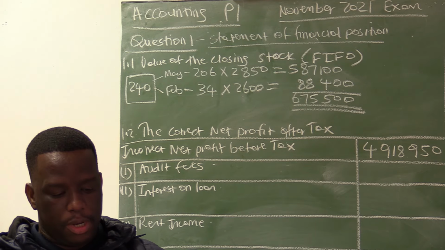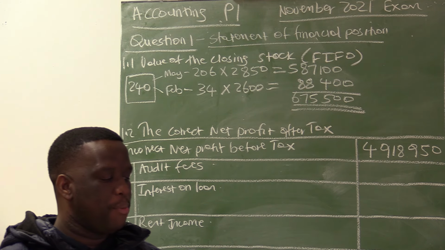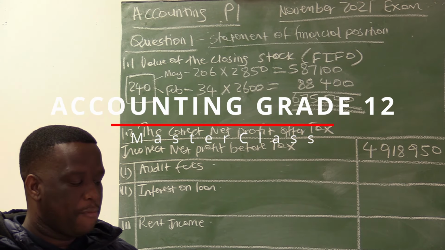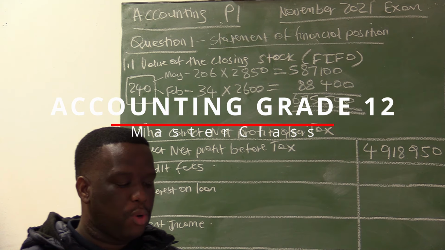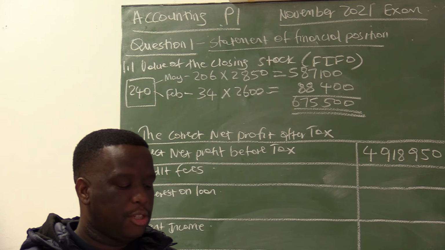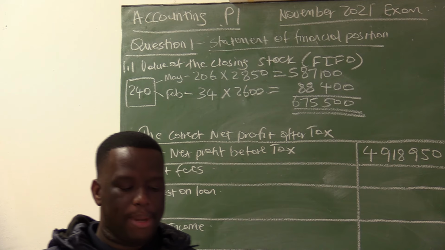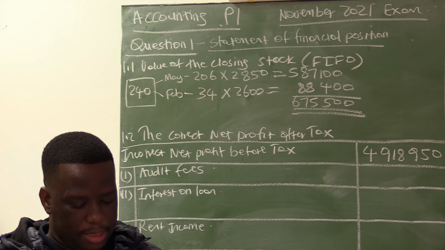Then let's go back to the questions, page 3. And now we are doing 1.2. Refer to information C. Use the table provided to calculate the correct net profit after tax for the year ended 30 June 2021. Indicate a plus for an increase and a minus for a decrease, which is 12 marks.